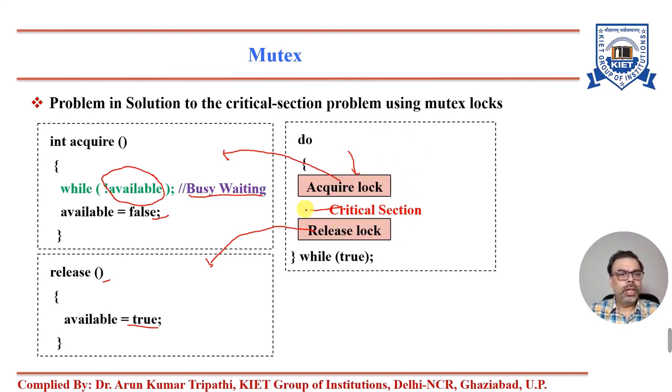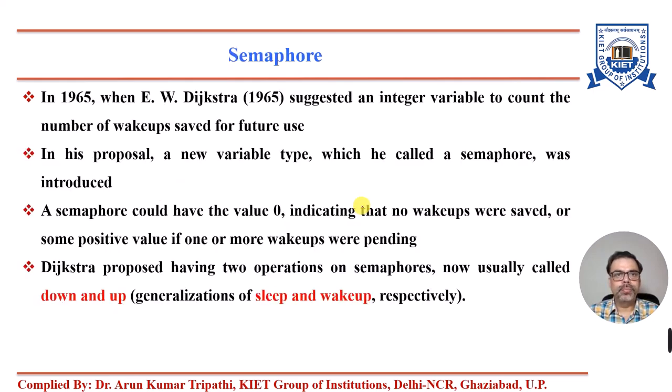Initially, the mutex value is true, and true means a process can enter into the critical section. True means 1. When the condition not equal to 1 becomes false, it will set availability equal to false and enter into the critical section.